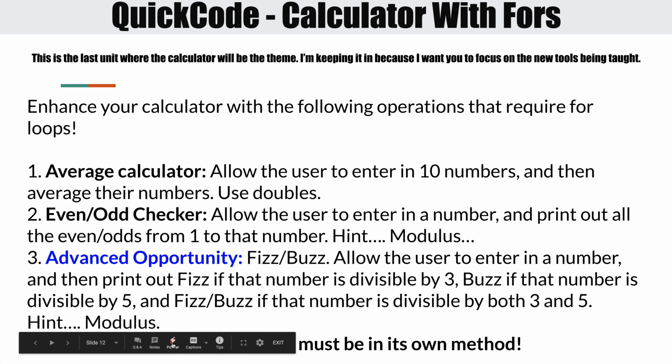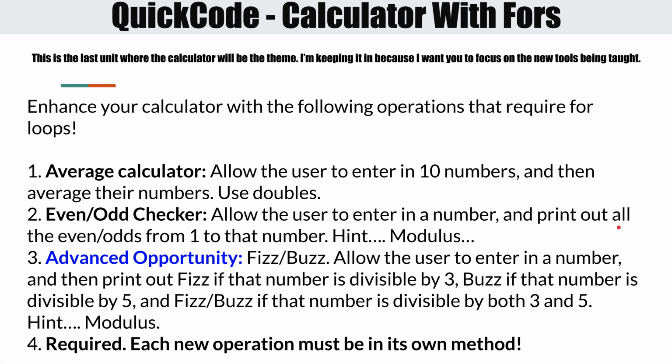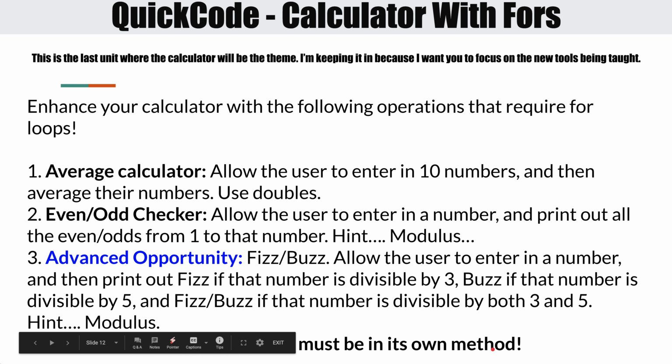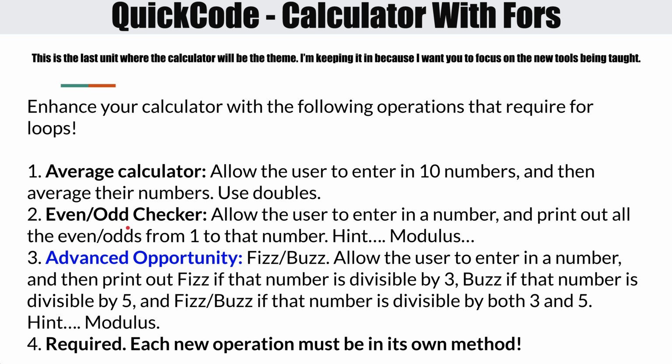I know it keeps getting blocked here. Let's move a pointer away. Each new operation must be in its own method. And I used a Java term again, function. Each one should be in its own function. So average calculator should be in its own function. Even and odd checker should be in its own function. So we know how to use them now. No longer acceptable to put them in main.